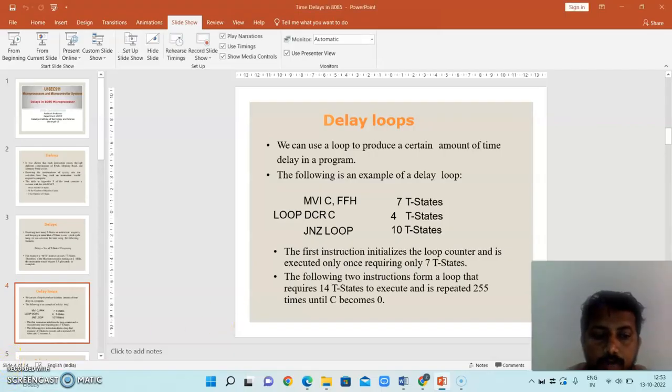I hope by this example you are able to know how to make a delay in the program, and you can easily define the delays and write programs as you require. Thank you. The next video will cover stacks. Next, delays and subroutines, how to make subroutines and stacks, we will discuss in the next video.